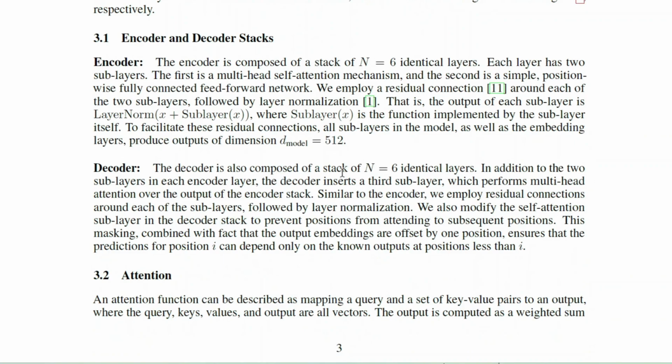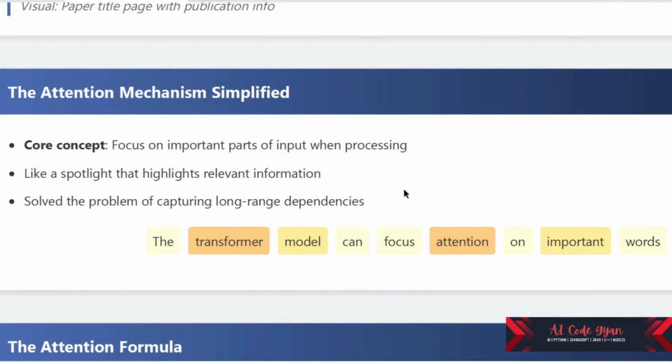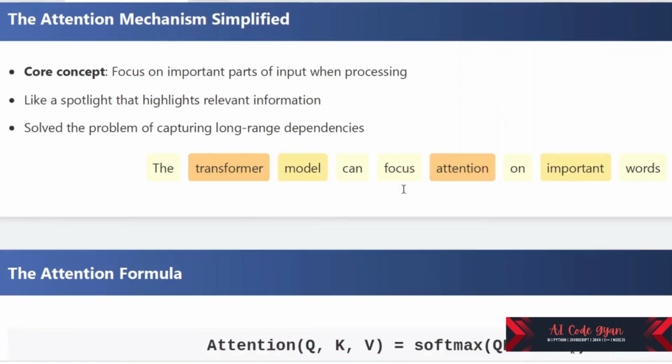So let us go ahead. Basically, it helps us create the context of each word with respect to other words while we are processing the sentence, or you can say we are checking the importance of each word. It is like a spotlight that highlights relevant information. It solves the problem of capturing long-range dependencies. When we see the example, the Transformer model can focus attention on important words. Here each and every word will be seen in terms of the context of itself and the other words, which is called the attention mechanism. Now let us talk about the attention formula.